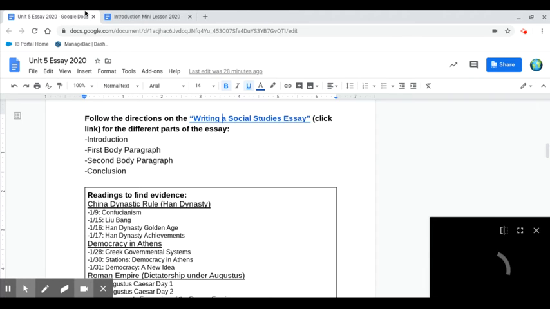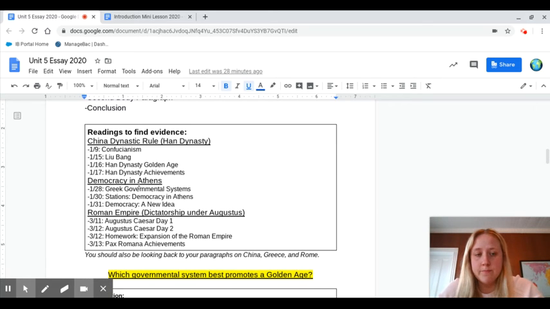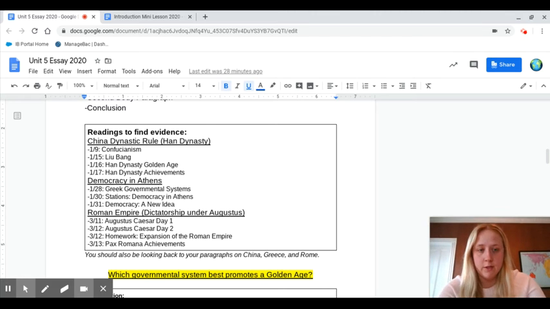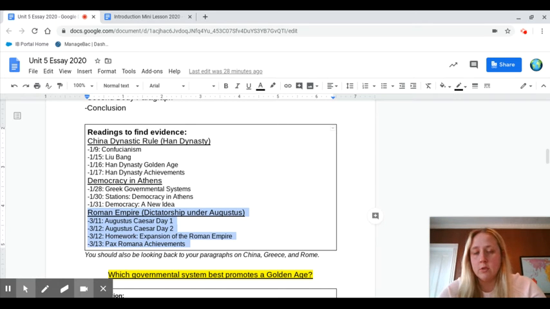I'm going to go back to the Unit 5 essay document. You'll see, depending on which civilization you want to choose, we've given you readings that you can use for that civilization. So if you're going to choose China during the Han Dynasty, here are different documents to get your evidence from. You will have to go back on Classroom and find these documents, which is why we gave you the dates and the titles. If you're choosing democracy in Athens, you'll look back to those documents. If you're choosing the Roman Empire, which is obviously our most recent, you'd be looking at Augustus and the Pax Romana, using those documents I have highlighted.